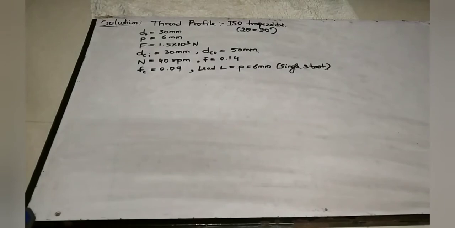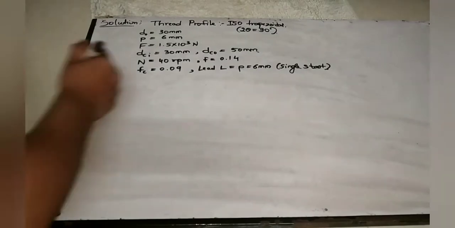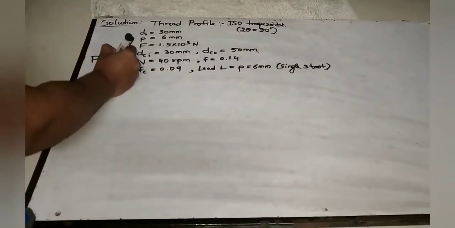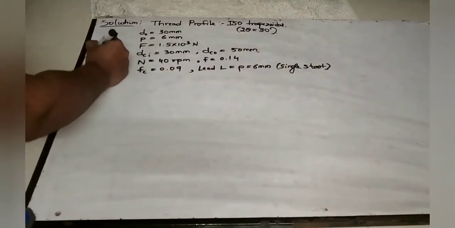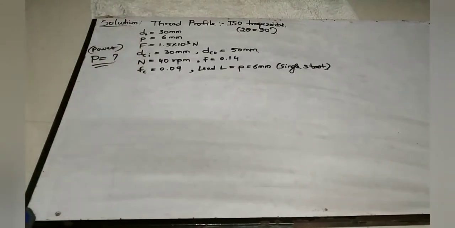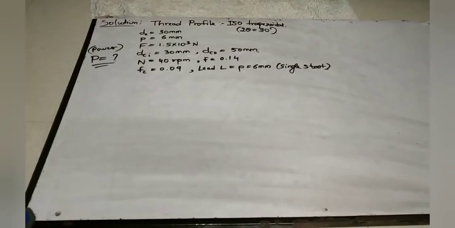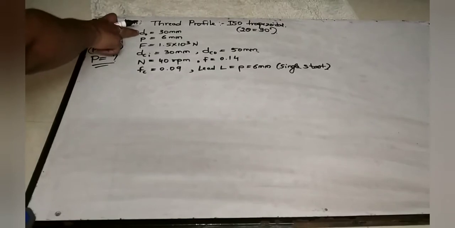Now find the power required to drive the screw. So what is the power? That is what they are asking. So power, this you are supposed to find. Now this is the given data in the question. There are some data which you have to find depending on these data.